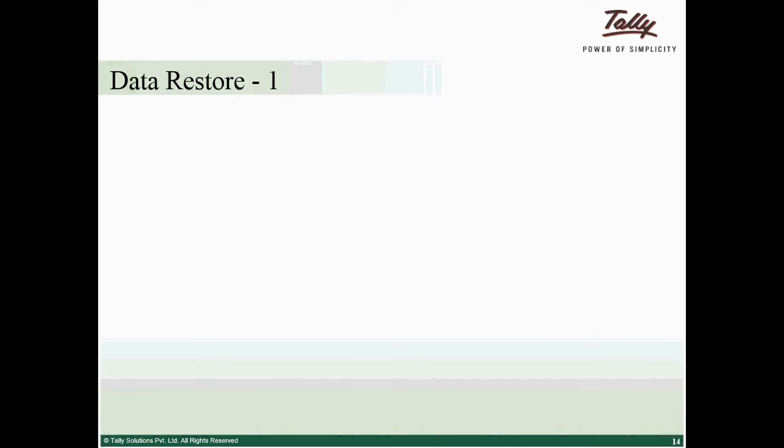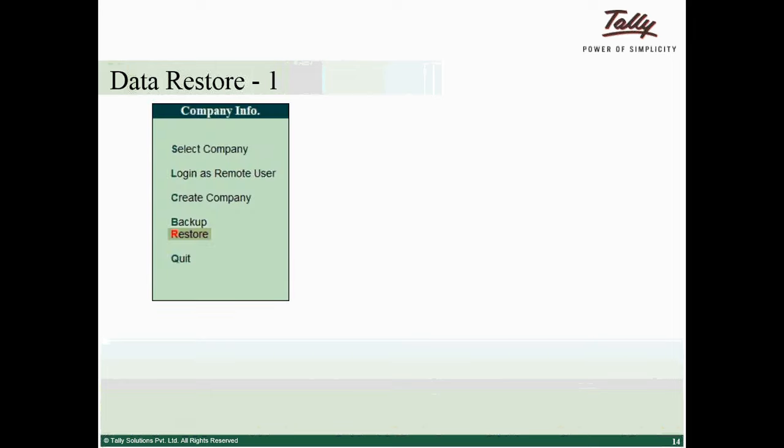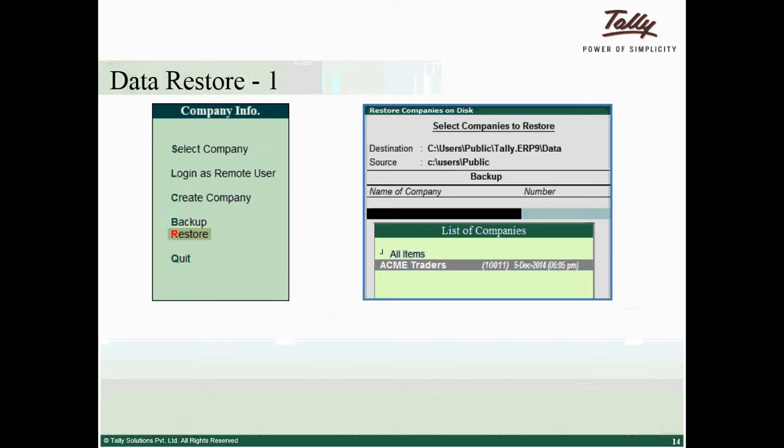Moving on to the data restore. From the company menu, select the restore option. From the company information menu, select the restore option, set the destination path and set the source path. This could be the pen drive or a folder or a LAN or the same PC path. The list of companies whose data backup is available will be listed. Select the companies that you need to be restored. Tally will start the data restore option.